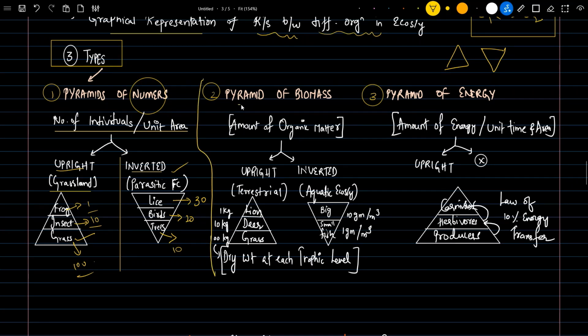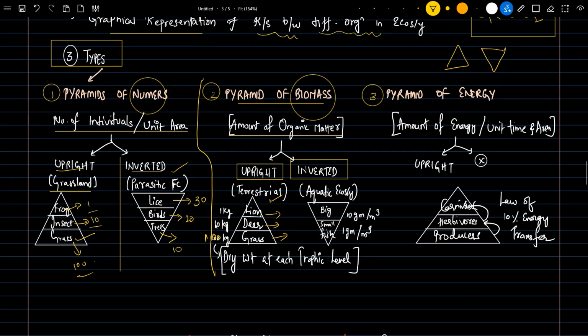Next, coming to pyramids of biomass. The word biomass means the total amount of organic matter. The calculation of the total amount of organic matter at every trophic level is known as a pyramid of biomass. It can also be both upright and inverted. For upright, let's take the example of a terrestrial ecosystem. Let's say there is grass, deer, and lion. Let's say the dry weight of grass is 100 kgs.